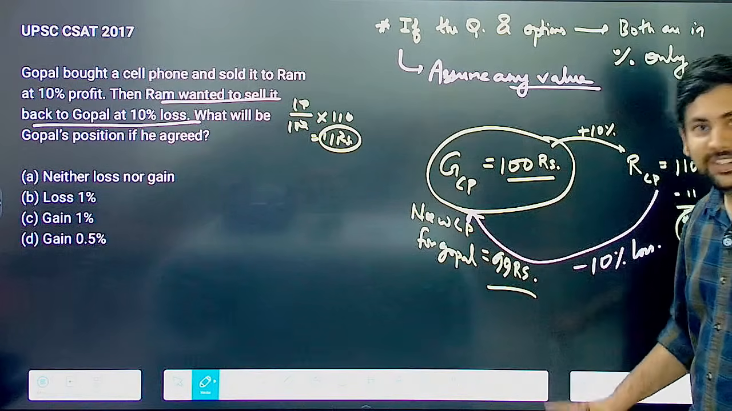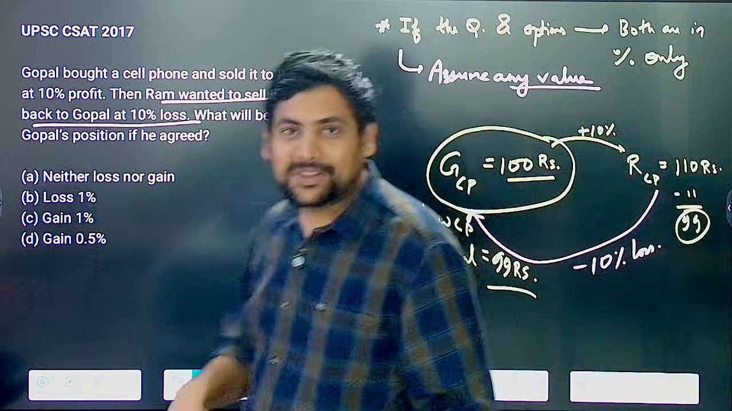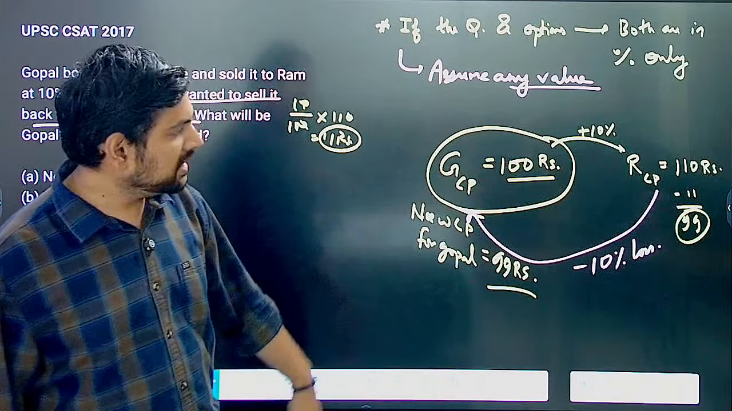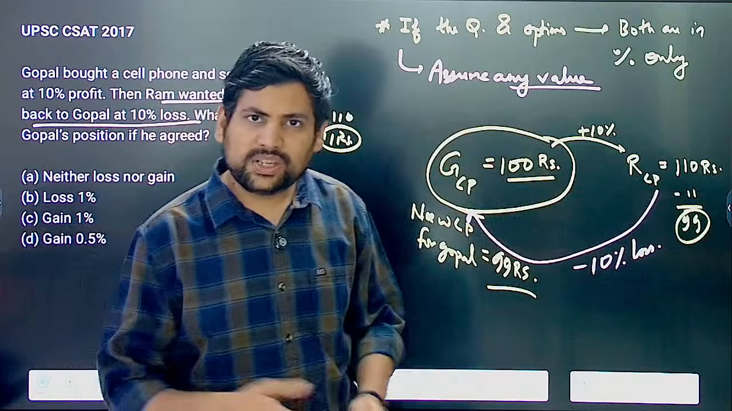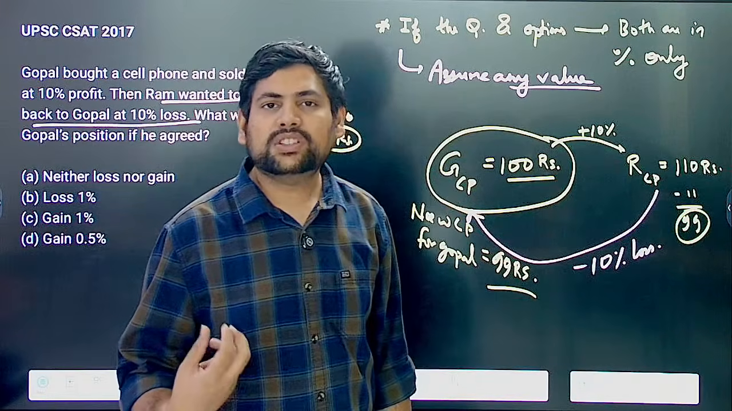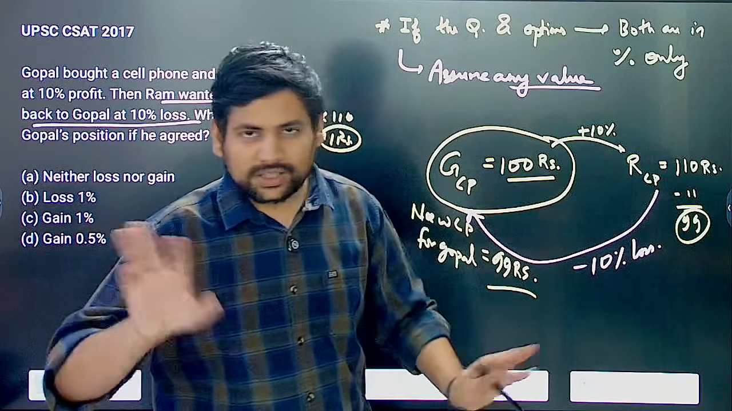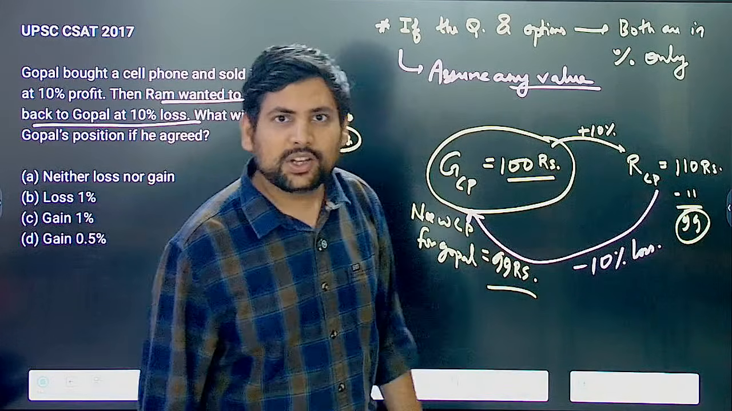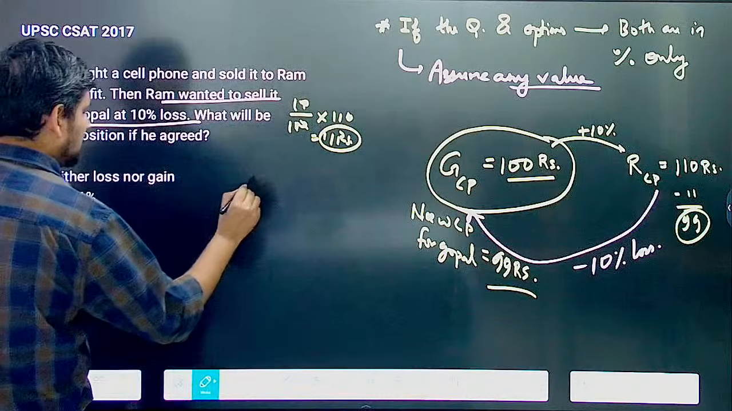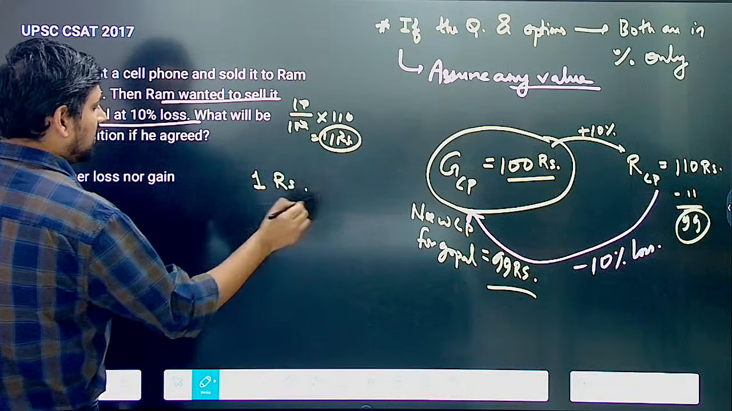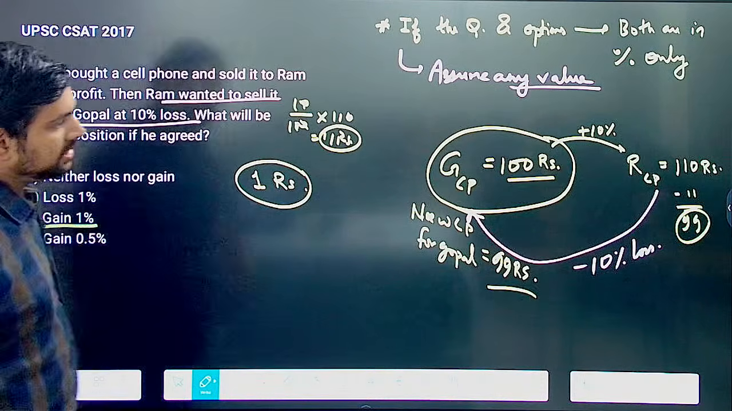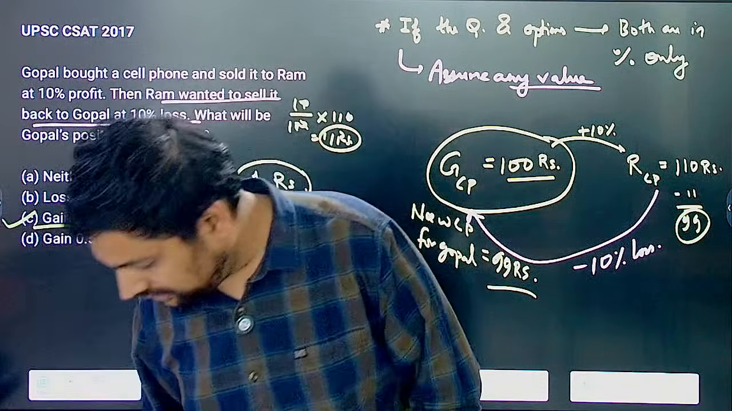Now what is Gopal gaining overall? He had bought something at 100 rupees, eventually something happened, and now that same thing cost him 99 rupees. So what is the difference? The difference is 1 rupee, and in 100 that is equal to 1%. So he gains 1%.